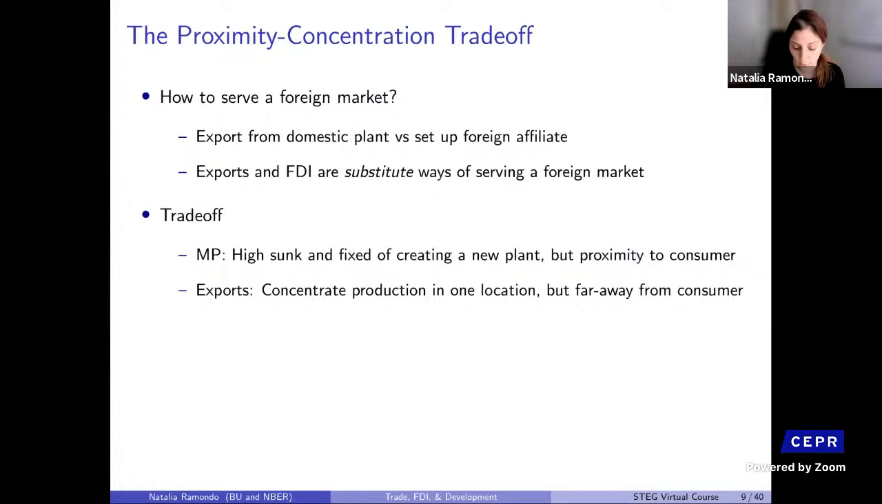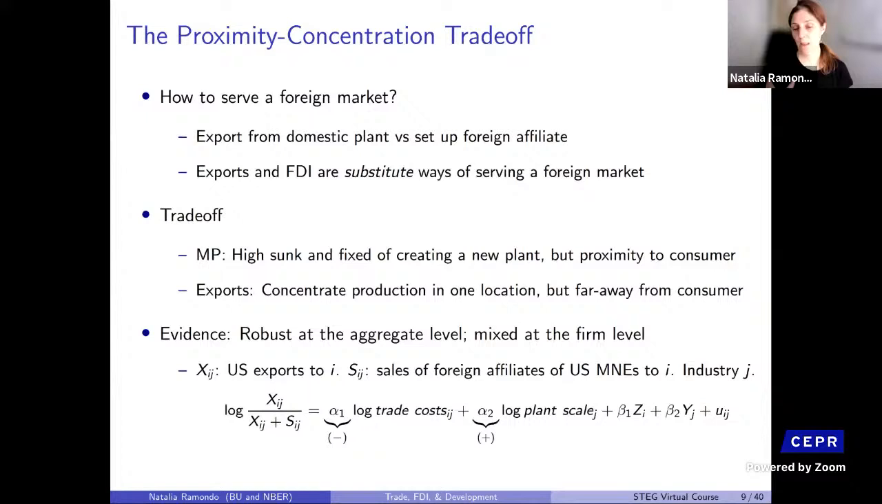What's in the data? And again, here I'll show you, it's very robust evidence at the aggregate level. And I want to stress this. So we observe empirically the proximity concentration trade-off at the aggregate level. At the firm level, the evidence is mixed because the data requirements to test this trade-off, as you're going to see in the theories, are very high.